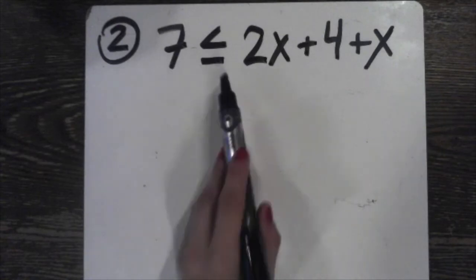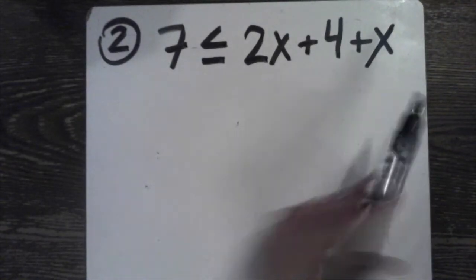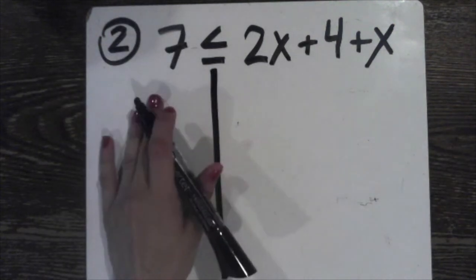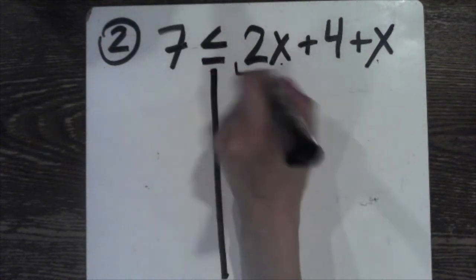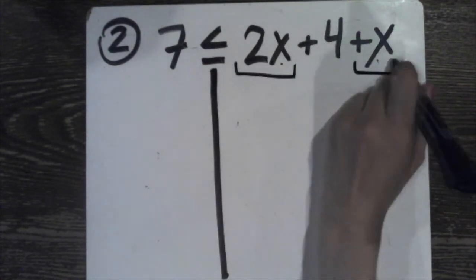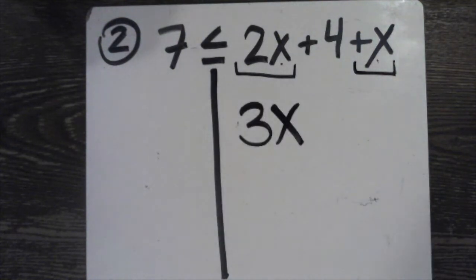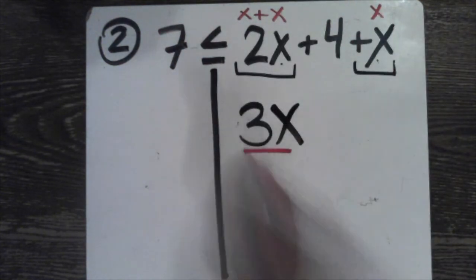Now we have 7 is less than or equal to 2x plus 4 plus x. And I know that I have to get all my x's together. They are on the right side, not the left, so I'm going to focus there and say 2x plus 1x is equal to 3x. I know this because I have 2 x's under 2x, that is x plus x, and then there is 1x by itself. That is how I arrive at the 3.